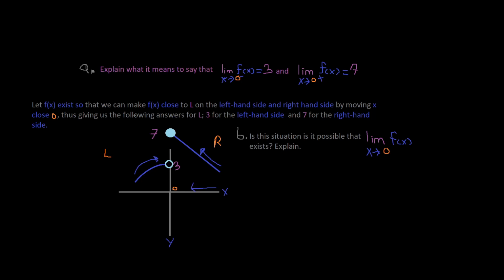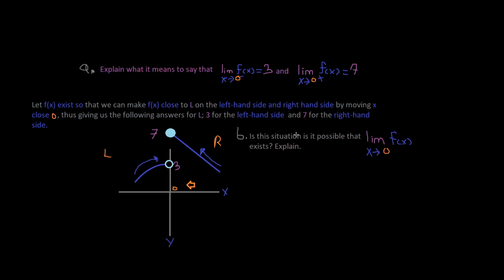thus giving us the following answers for our limit: 3 for the left hand side and 7 for the right hand side, as you can see right here. So all we need to do is bring our x closer and closer to 0, as you can see right here. So we're going to have something that looks like this, and something that looks like that for our function getting closer.